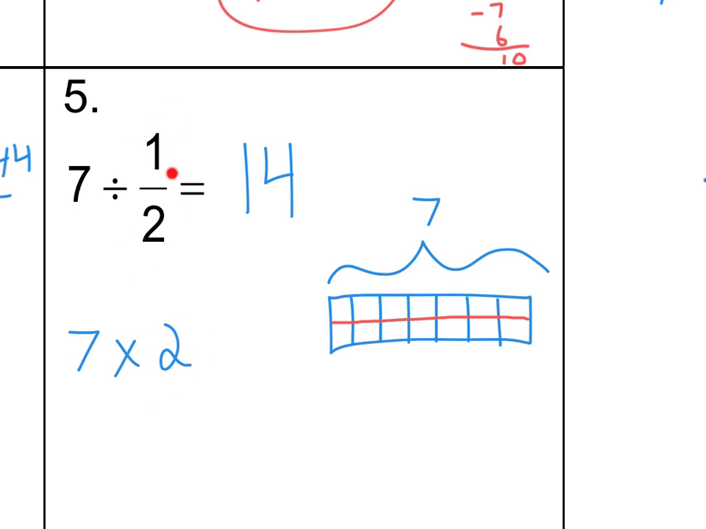The reciprocal of 1 over 2 is 2 over 1, which is just 2. So dividing by 1/2 is the same as multiplying by 2. Dividing by 1/3 is the same as multiplying by 3, so on and so forth. And here's a picture to prove it.